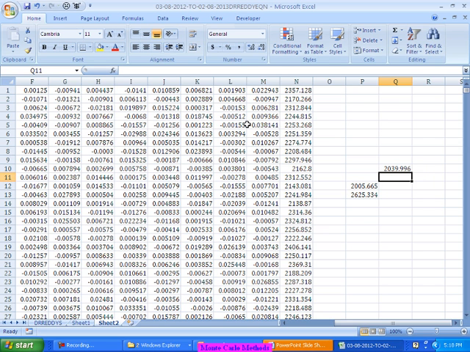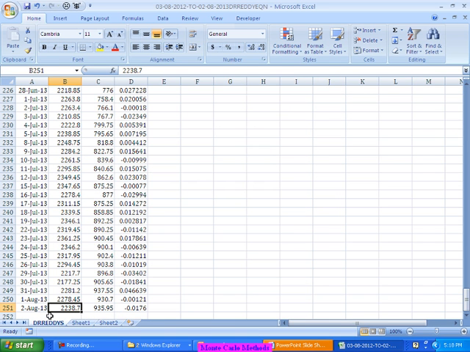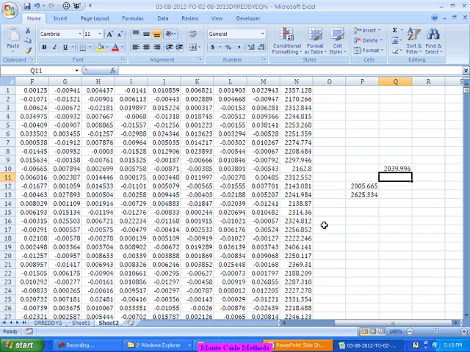So which means there is only a 1% chance that my loss can be more than 200 bucks. 2238 is today's price. After 10 days, out of the 1000 values, only 10 of them are below this number, right? Which means there is only a 1% chance that my loss could be more than 200 bucks. That is how people compute the value at risk.